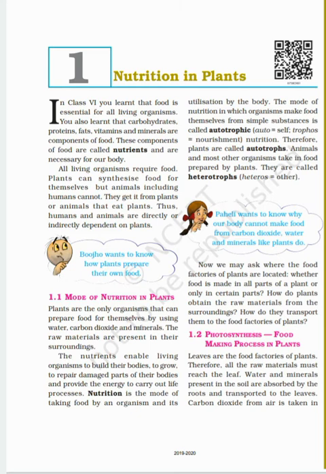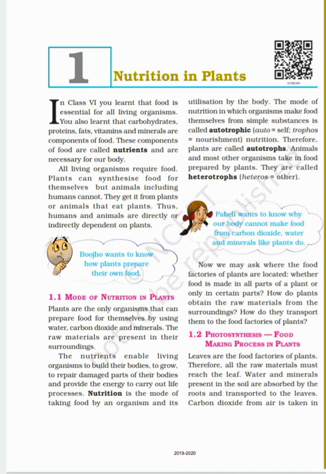Let's start first. What is nutrition? Nutrition is the mode of taking food by an organism and its utilization by the body. And how does nutrition help in our body? It is very important as the nutrients from the food consumed enable living organisms to build their bodies and grow. Nutrition also helps to repair damaged parts and organs. And nutrition also provides us energy for carrying out various functions.